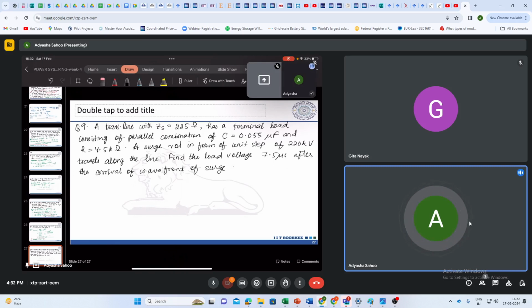So basically surge impedance, or ZC or ZS, whatever you call it, is given. Characteristic impedance or surge impedance that is given, and it is terminated with a parallel combination of R and C. Their values are also given. The incident voltage magnitude is given as 220 kV. So it is telling that find the load voltage after 7.5 microsecond. So first we will here calculate the coefficient.